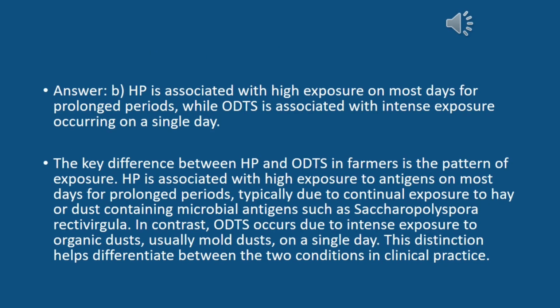Answer: B. HP is associated with high exposure on most days for prolonged periods, while ODTS is associated with intense exposure occurring on a single day. The key difference between HP and ODTS in farmers is the pattern of exposure. HP is associated with high exposure to antigens on most days for prolonged periods, typically due to continual exposure to hay or dust containing microbial antigens such as Saccharopolyspora rectivirgula. In contrast, ODTS occurs due to intense exposure to organic dusts, usually mold dusts, on a single day. This distinction helps differentiate between the two conditions in clinical practice.